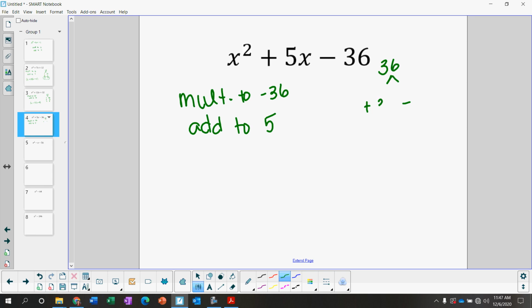So we have 36 and negative 1. That adds to 35. We have negative 2 and 18. That adds to 16. Negative 3 and 12. That adds to 9. Negative 4 and 9. That adds to 5. That's our one. So it's going to be x plus 9, x minus 4.